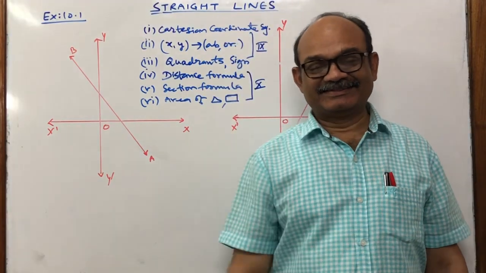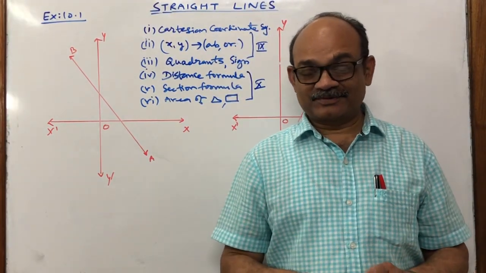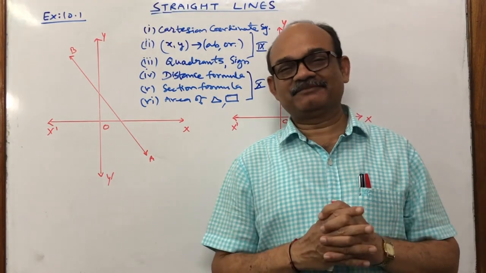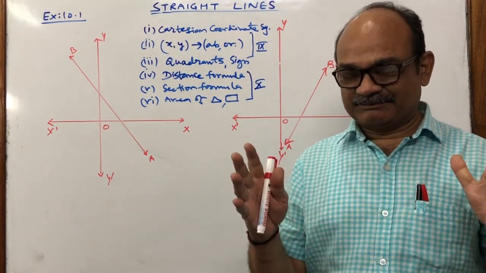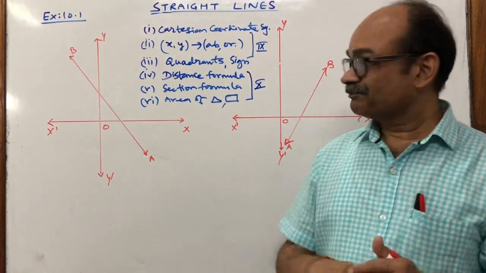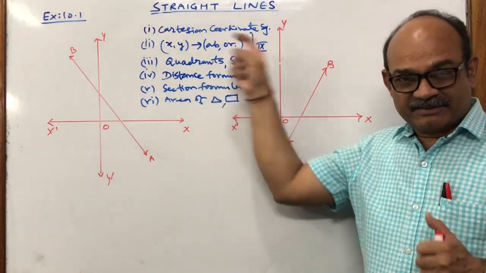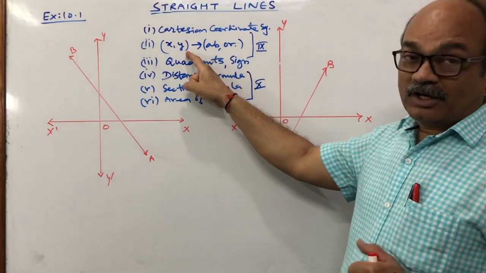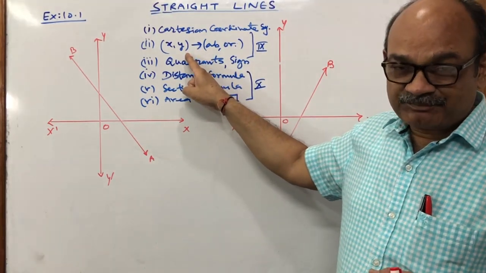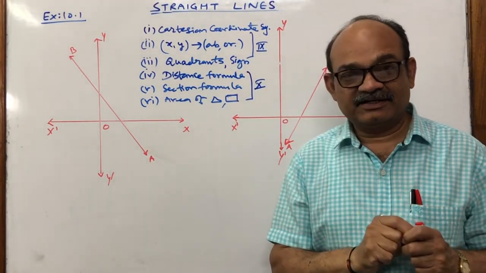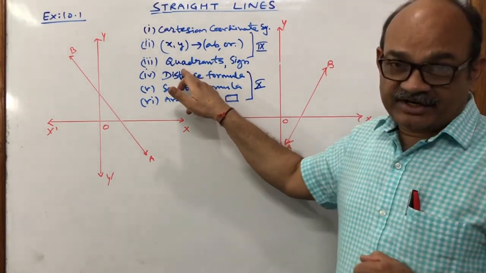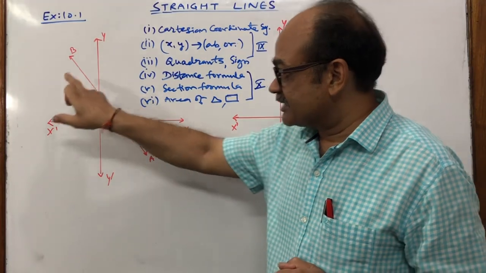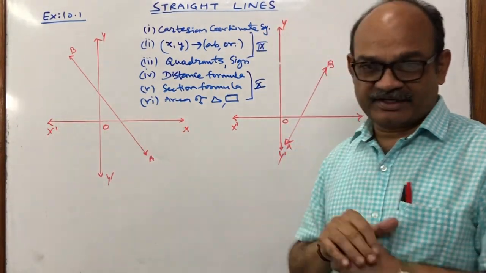Hello friends, today we are studying a topic which you have already completed in your class 9th and 10th, the basics, Cartesian system. You know the Cartesian coordinate plane. You know how to write the coordinate xy, where x is the abscissa and y is the ordinate. Then you know quadrant. We have 4 quadrants: first quadrant, second quadrant, third quadrant and fourth quadrant.